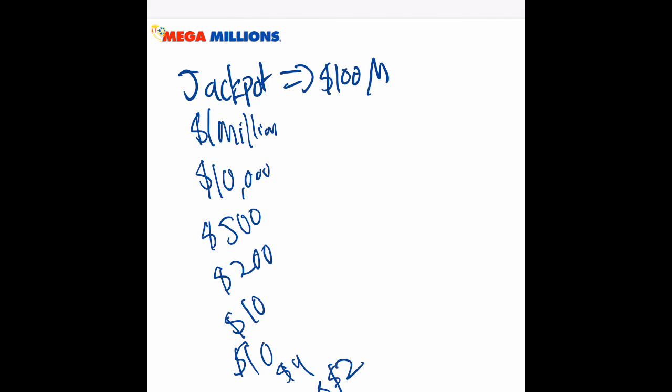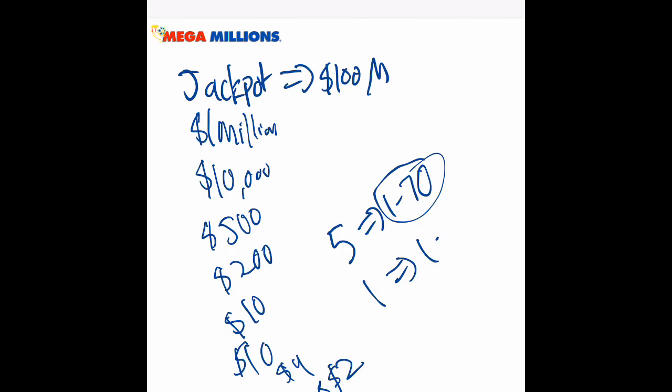In order to play, the players must pick 6 numbers from 2 sets of number ranges: 5 numbers from 1 to 70, and 1 number from 1 to 25.